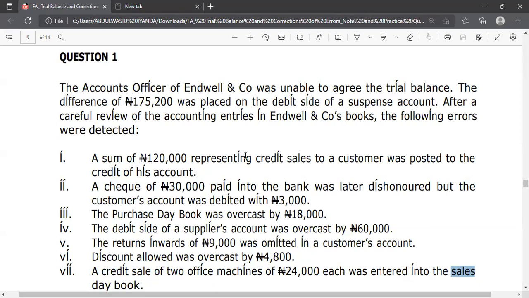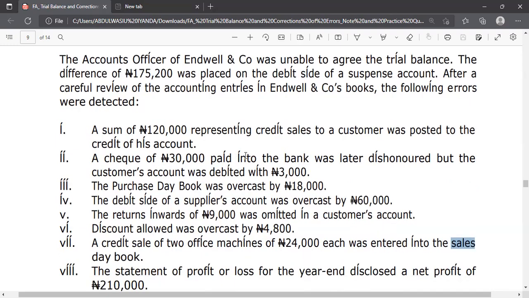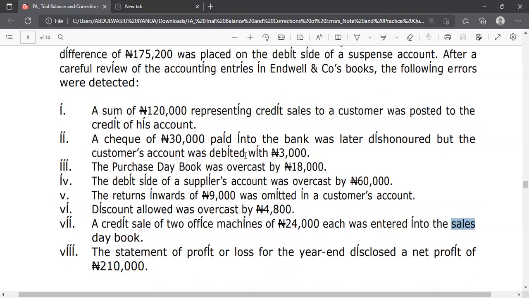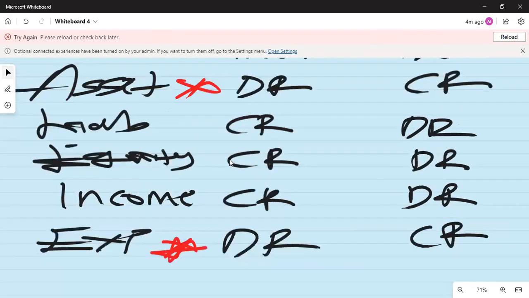Now let's start. After a careful review of the accounting entries in the Enware and Co books, the following errors were detected. One, a sum of 120,000, representing a credit sale to a customer, was posted to the credit side of his account. Please, I will need everybody now to watch. But before that, because this topic is simple, let me try as much as possible to make it simple again. Look at this thing.